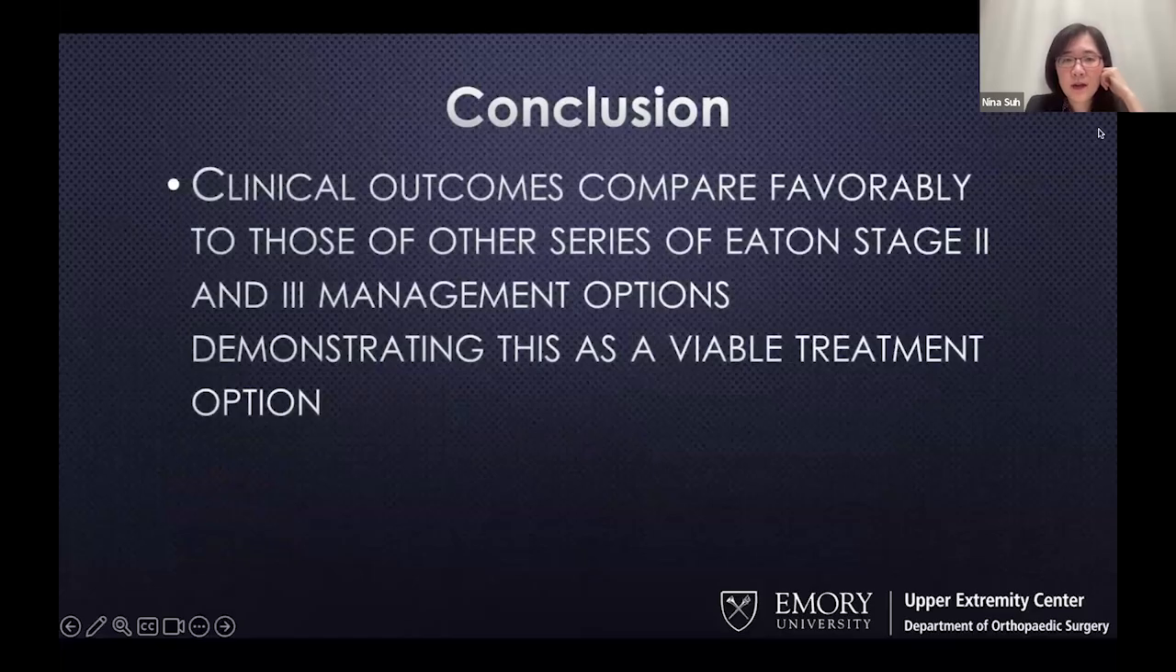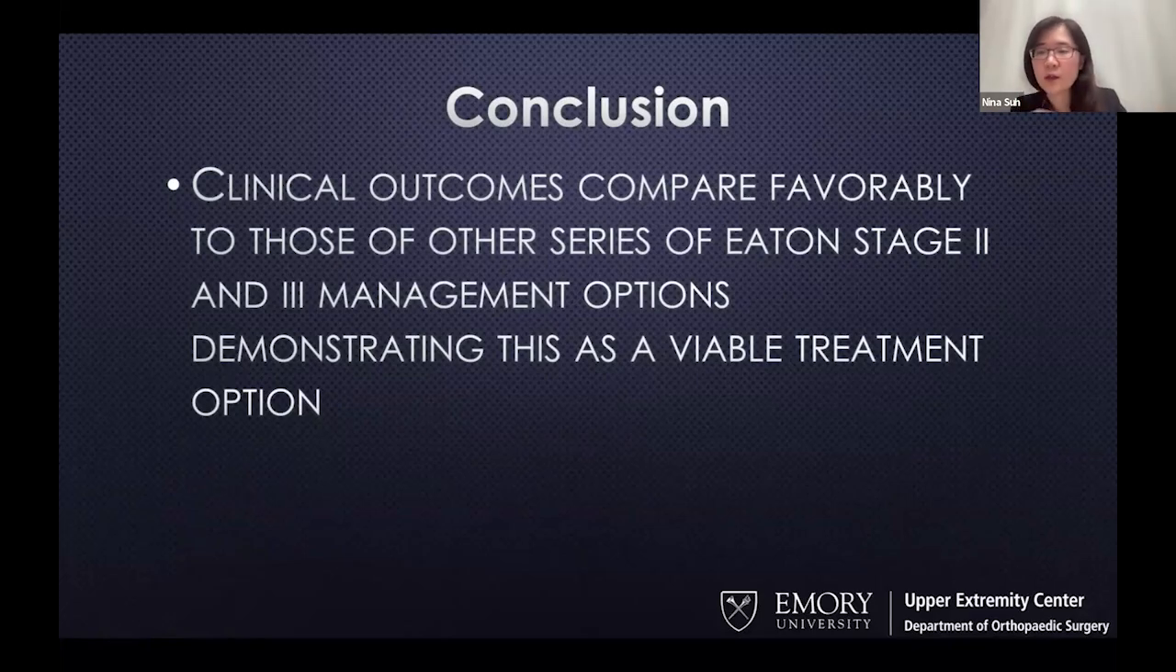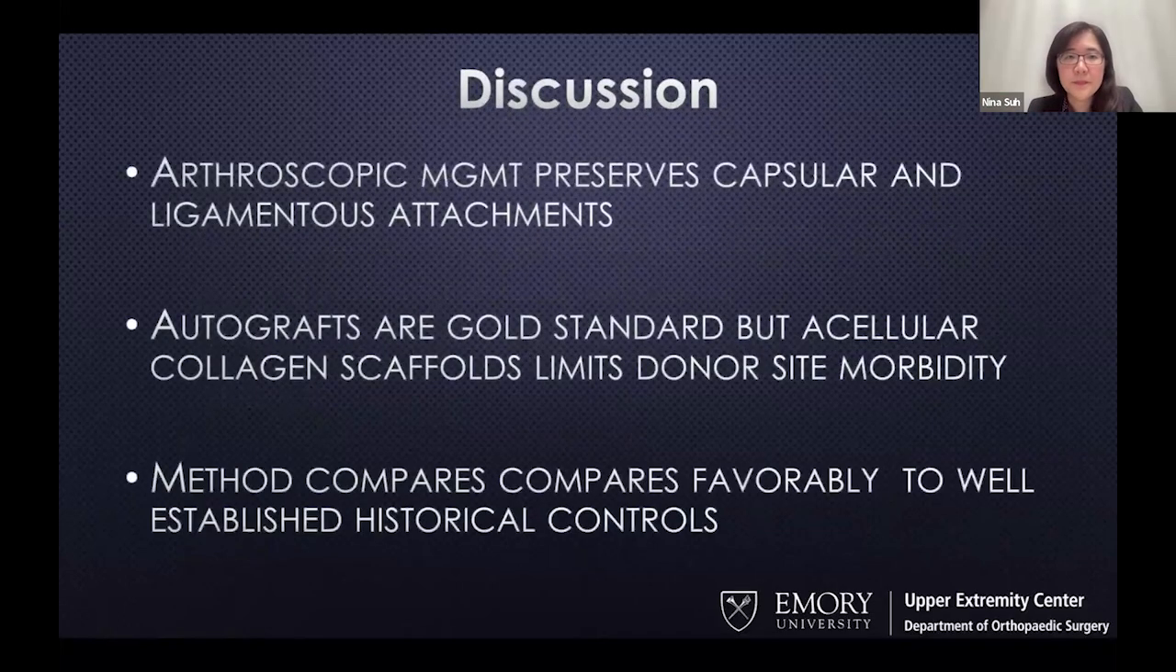So in conclusion, they found that clinical outcomes compared favorably to those of other series of Eaton stage 2 and 3 management options. So it demonstrated as a viable treatment option. As the literature would indicate, people have good results from various other procedures related to thumb arthritis, and this obviously compared favorably.